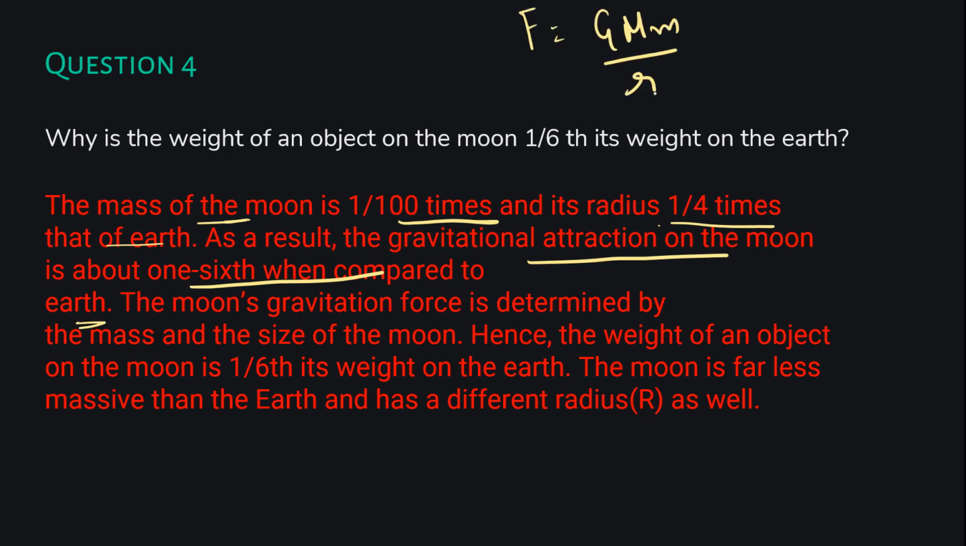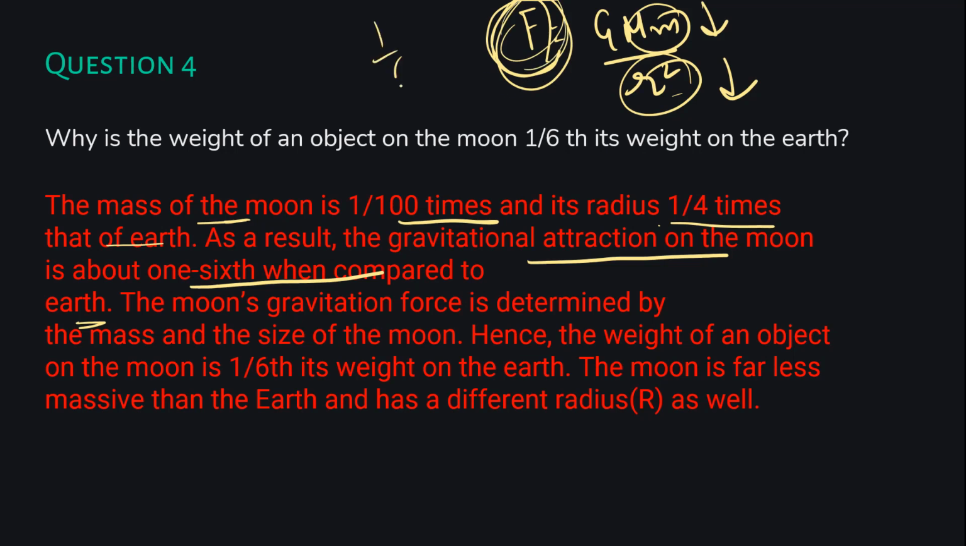By this formula. Since the mass of the moon is less than earth and the radius of the moon is also less than earth, obviously the gravitational attraction will also be less. It is 1/6. So the moon's gravitational force is determined by the mass and the size of the moon. Hence, the weight of an object on the moon is 1/6 the weight on the earth. The moon is far less massive than the earth and has a different radius r as well.